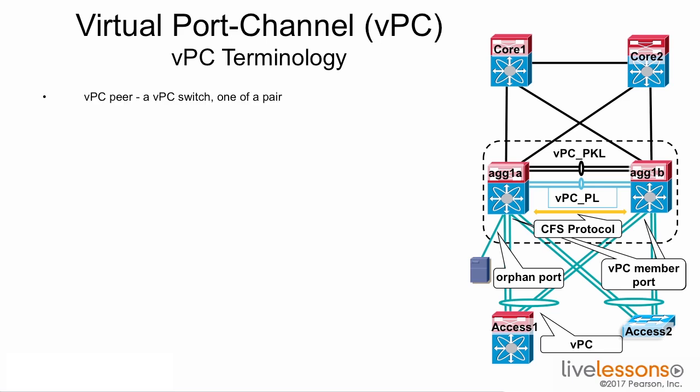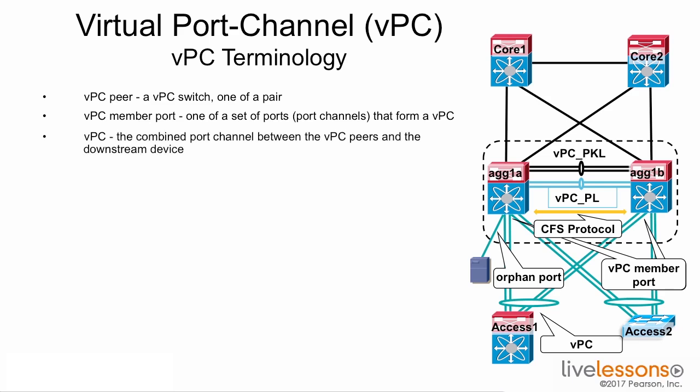First of all, the switches involved in a vPC configuration are called vPC peers. Next are the vPC member ports. The vPC member ports are one of a set of ports or port channels that form a vPC. The vPC is a combined port channel between the vPC peers and the downstream device.